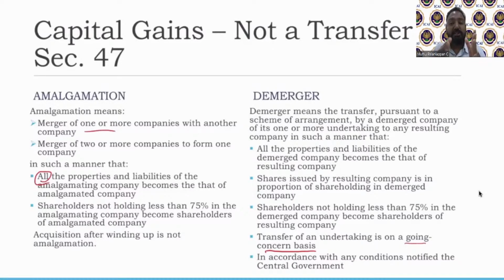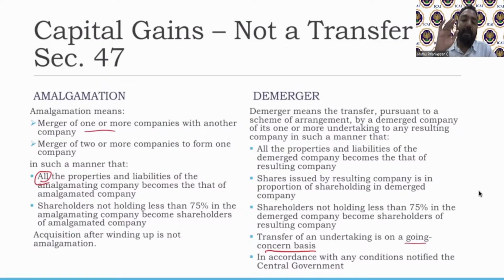Now you cannot just split a particular entity because it is not doing well, and you think that it will close off in a couple of years down the line, so you want to split it as a new company. That can never be the intention. So apart from this, there could be any other conditions provided by the government also. So all this is what makes an amalgamation.